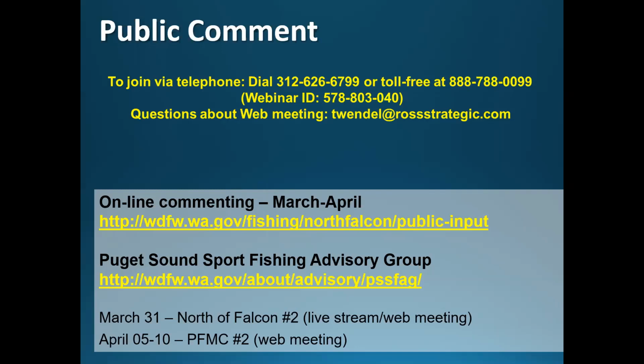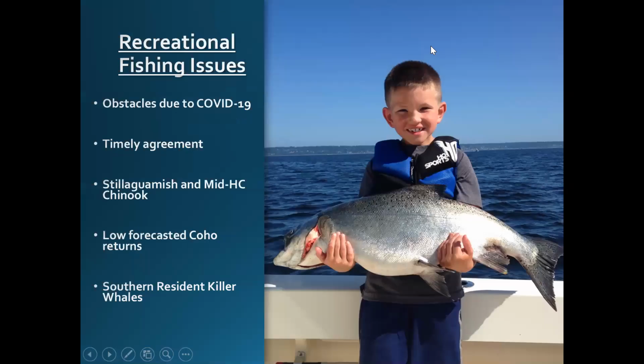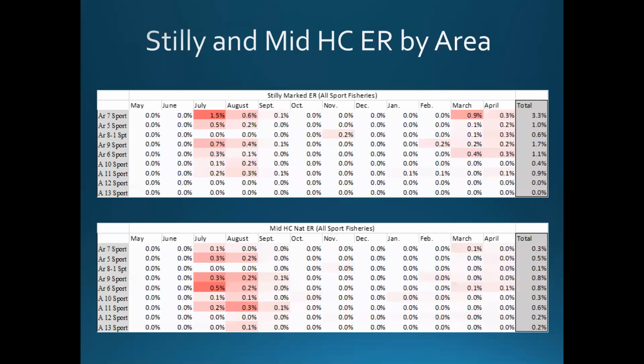Okay, my second question is, on your chart, you show Marine Area 11 has a 0.6% impact on those, but the Hood Canal only has a 0.2%. Those fish are unmarked. How do you know the impact? I'll shoot that one over to our modeler, Derek Tapp.